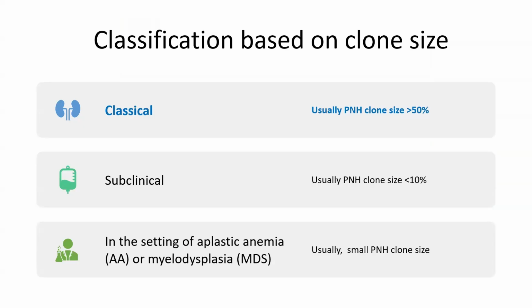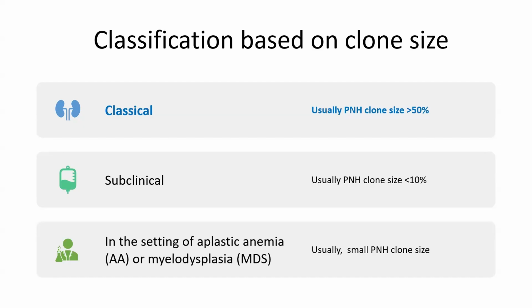So those are where the clone size, how much PNH clone is in there, is about 50 or more. Then you have that 10 to 50 range where it's subclinical. And then you have this even less common classification where PNH can be part of MDS or aplastic anemia. And the clone size is usually very small, less than 10%.